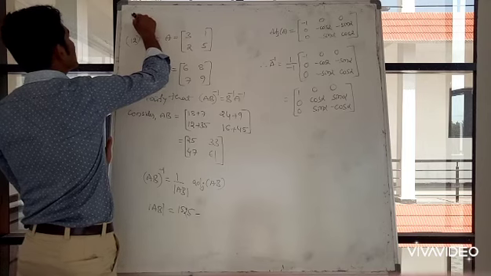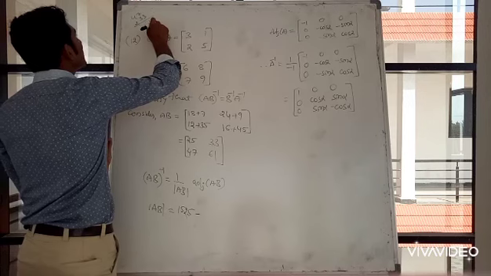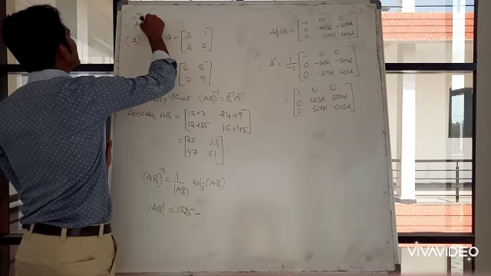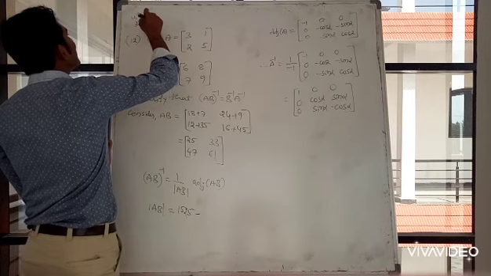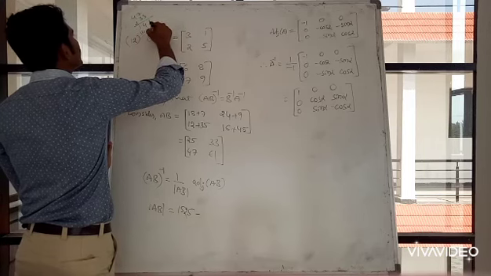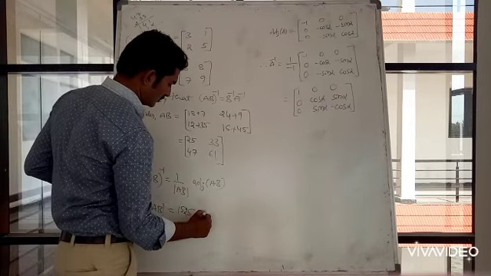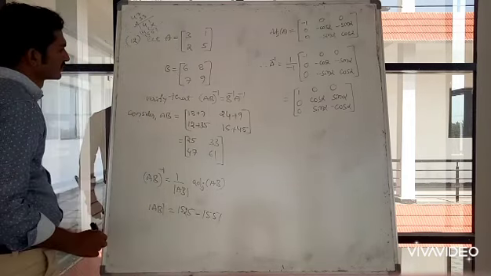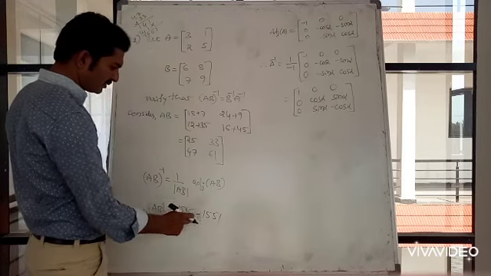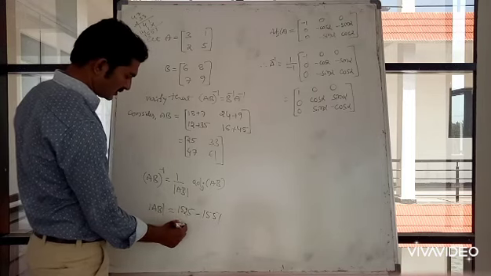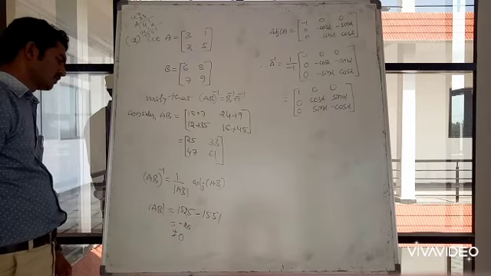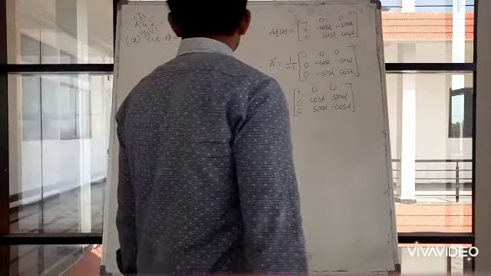3 7s are 21, 3 4s are 12, 14, 1551, which is equal to 1525 minus 1551, that is minus 26, which is not equal to 0.